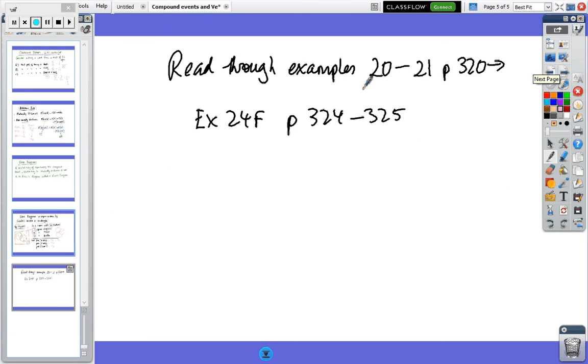So read through examples 20 to 21 on page 320 of the textbook, and then exercise 24F. If you need more practice on Venn diagrams, let me know. I can dig out some more worksheets. Okay, and that's it.